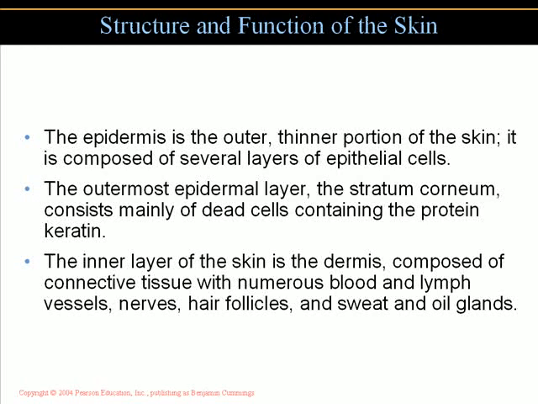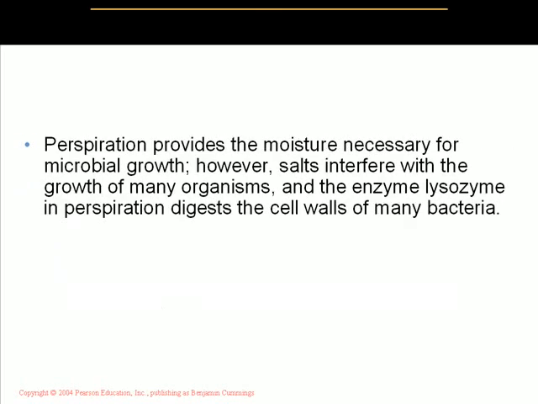The epidermis is the outer, thinner portion of the skin. It is composed of several layers of epithelial cells. The outermost epidermal layer, the stratum corneum, consists mainly of dead cells which contain a protein referred to as keratin. The inner layer of skin is the dermis. It is composed of connective tissue with numerous blood and lymph vessels, nerves, hair follicles, and sweat and oil glands.